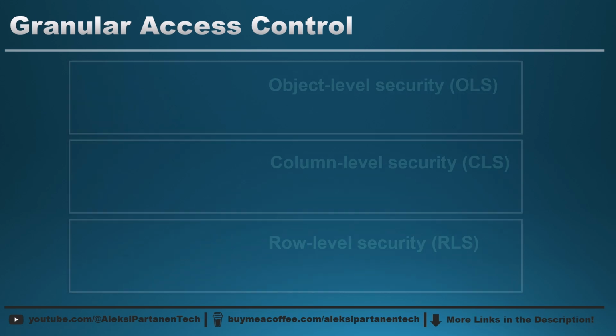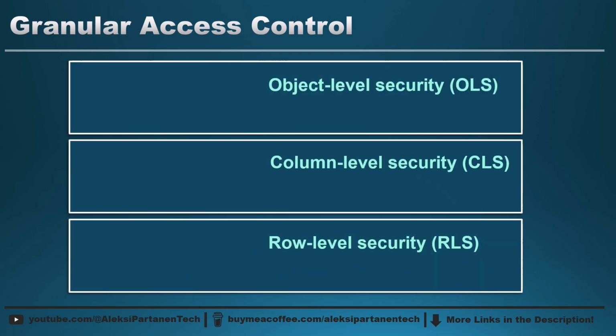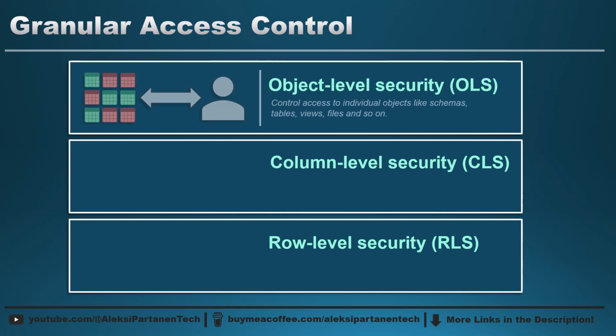There are three different levels of access that you can control inside a Microsoft Fabric item like a lakehouse or a warehouse. These are object level security, column level security, and row level security. Let's start with object level security, or OLS. This means controlling access to full objects like tables, views, or schemas. If a user doesn't have permission, they will not even see that the object exists. So it is a great way to completely hide sensitive tables or views from certain users.